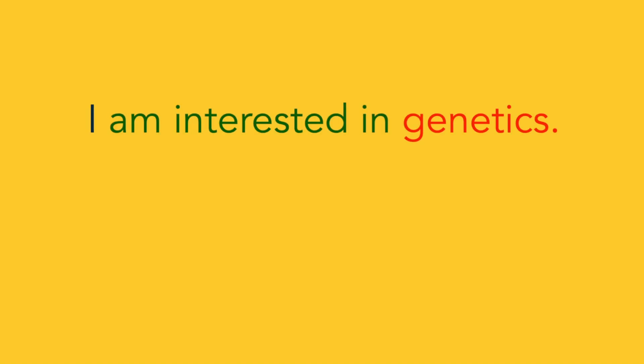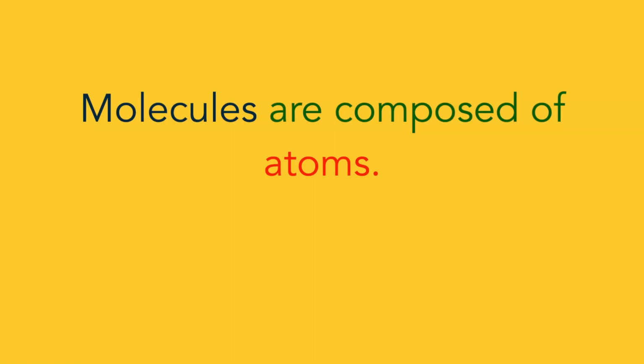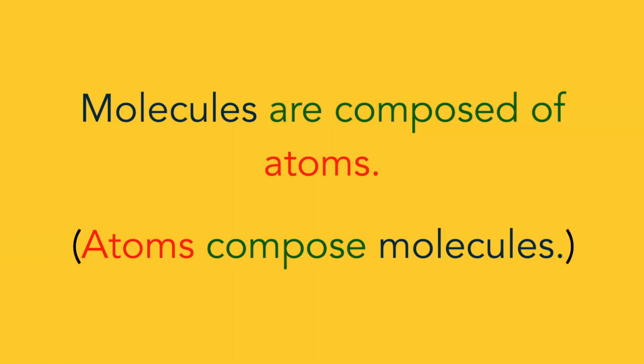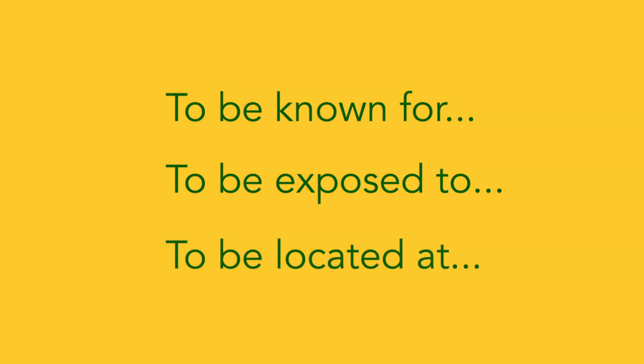There are some verbs that are almost always put in passive voice. For example, it's common to say, I am interested in genetics rather than genetics interest me. Likewise, we also tend to write molecules are composed of atoms instead of atoms compose molecules. Other verbs like this include to be known for, to be exposed to, and to be located at.